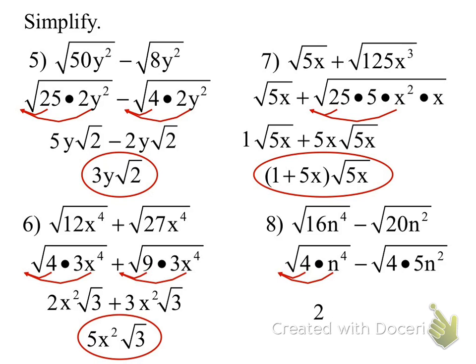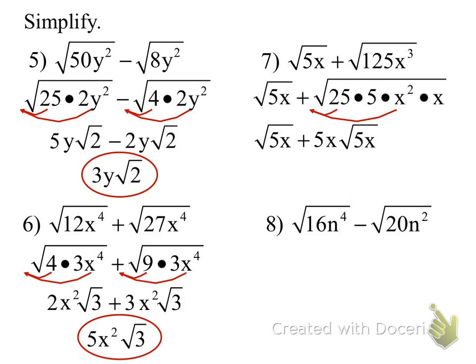Okay, let's take a look at this one here. If I have something like this, I can't combine because these are unlike terms. Look at these terms. 1 and 5x are unlike terms, but their radicals are the same. So here's how I write it: 1 plus 5x times the radical 5x. Is that clear?